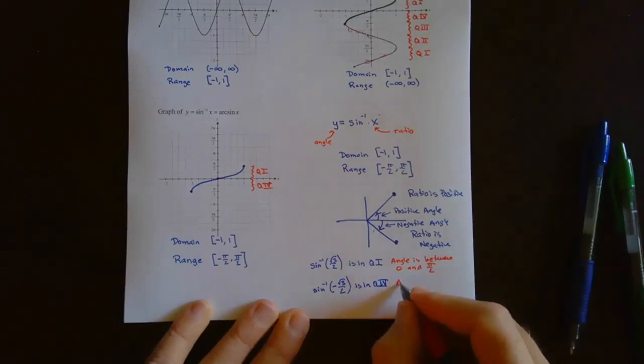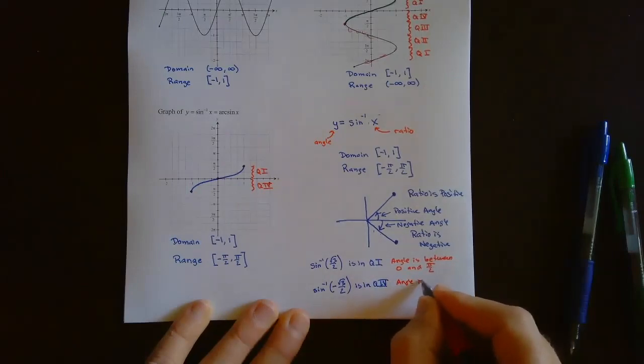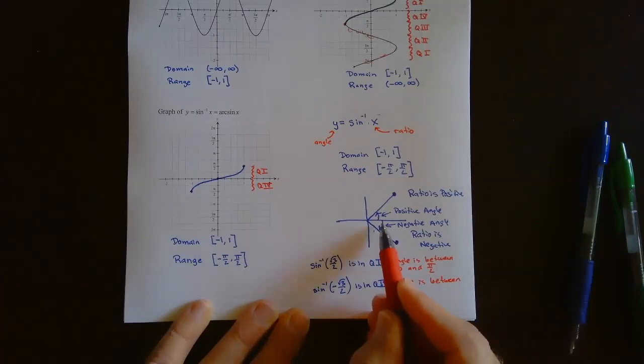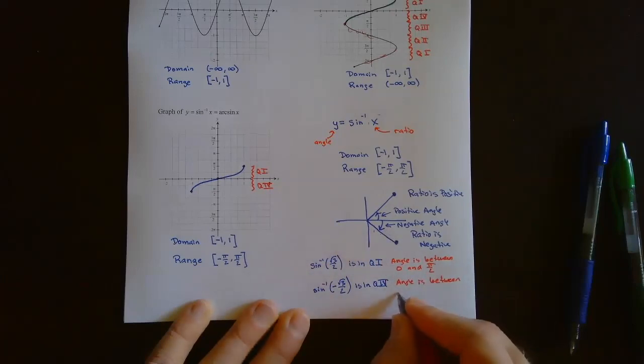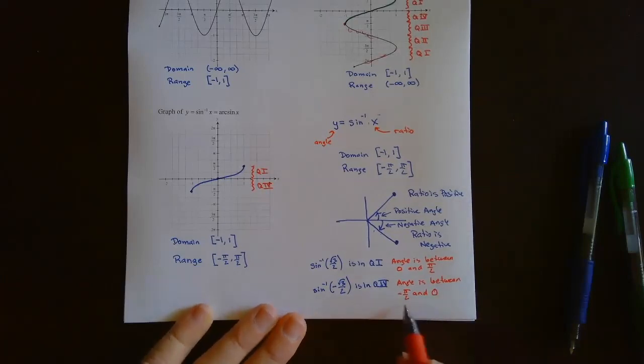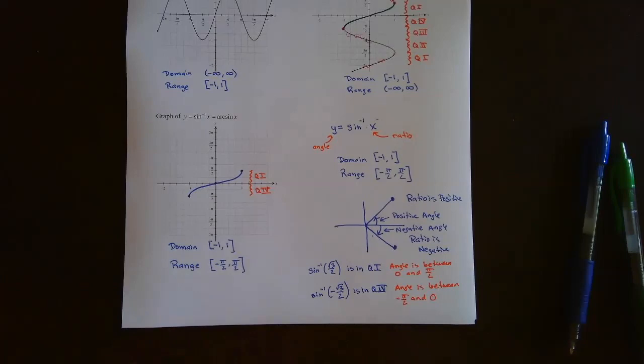Because we're rotating clockwise, our angle's negative, right? So it's going to be between negative pi over 2 and 0, which would give you a negative angle, right? Negative pi over 2 to 0 is a negative angle, okay?